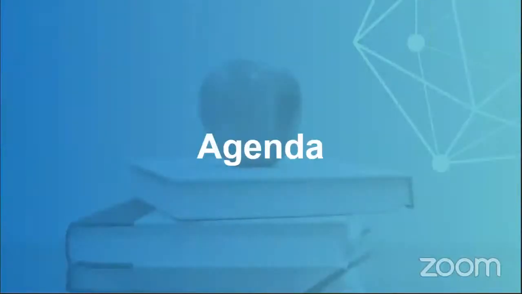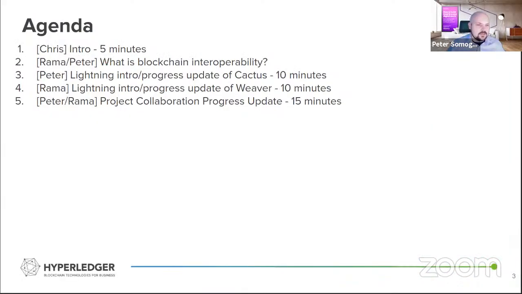A very quick note about the agenda. We have the intro, then Rama and I will keep passing it back and forth with the slides. We'll talk about interoperability in general. Then we'll have two little lightning talks about the respective projects that we represent, which is Hyperledger Cactus for me and Hyperledger Labs Weaver for Rama. Finally, we'll close out with a collaboration progress update, because what we're trying to do is somehow bring the two projects together under the aegis of Hyperledger. And then we'll take questions. There will be plenty of time for that as well.